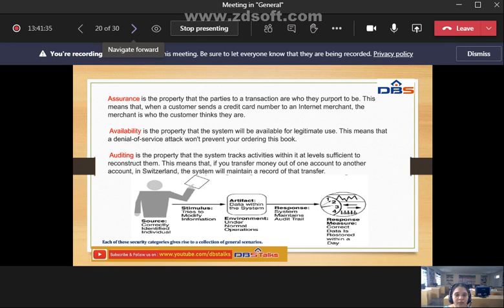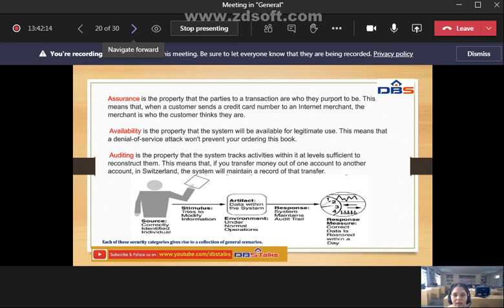The system tracks the activities within it and is available for legitimate users. That is called availability. It will always be available. It provides availability for the particular legitimate users, which means it gives flexibility to those authorized or legitimate users. This means that a denial of service attack won't prevent you from ordering this particular book.